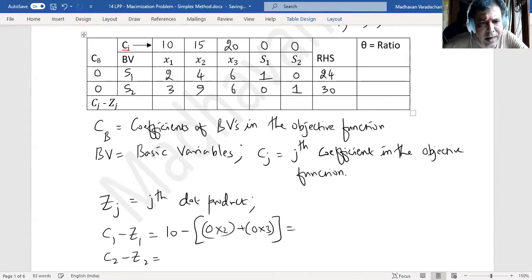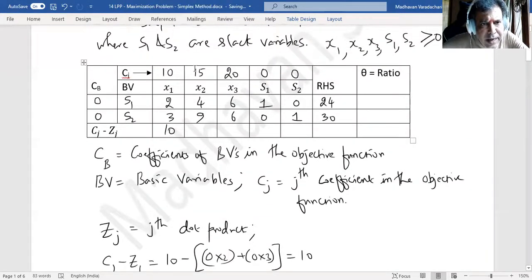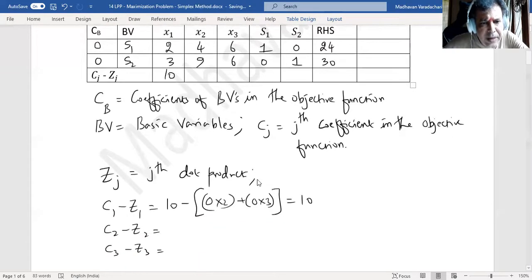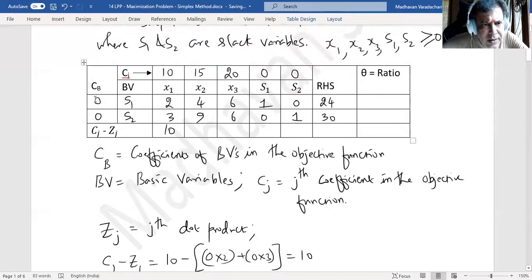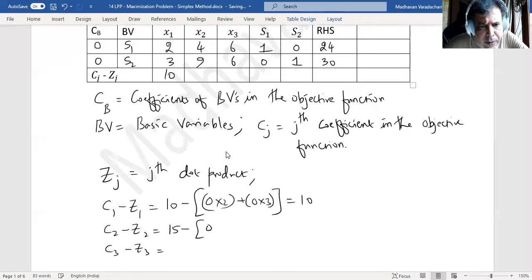So we get 10 minus 0, it becomes 10 only. So fill up here 10. Then next one, C2. C2 is the second coefficient, which is 15. And Z2 is 0 into the second column elements, 0 into 4 plus 0 into 9, which is 15.